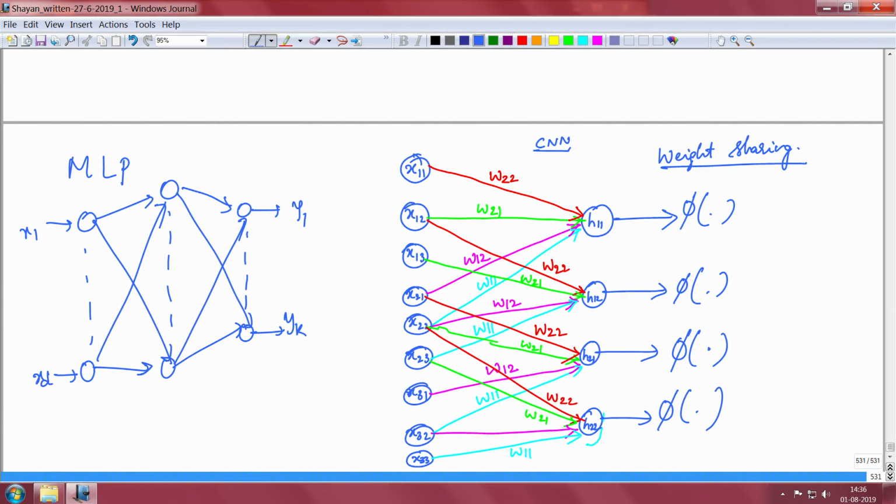Another important observation that one can make here is that this is not a fully connected network. Now, during the forward pass, we have an input, we compute these Hij's, we apply activation functions, and then we perform pooling, and this is continued.